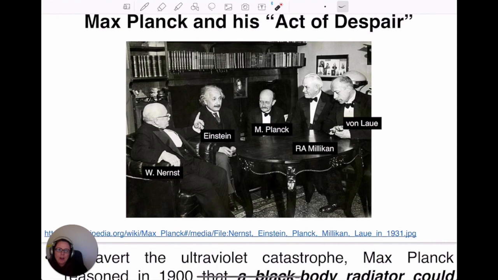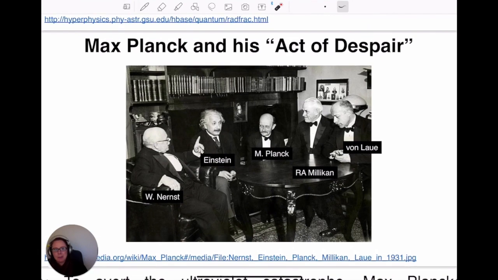Okay. So Max Planck called this an act of despair. He didn't like this theory, but he felt that it was the only thing that could explain their observations at the time. So I did want to include this picture because here we have Max Planck at a dinner party with several other prominent physicists and chemists at the time. All 5 of these men won Nobel Prizes.